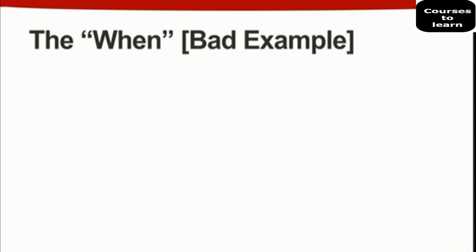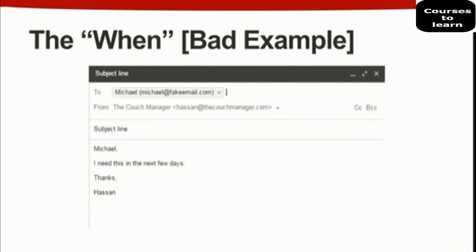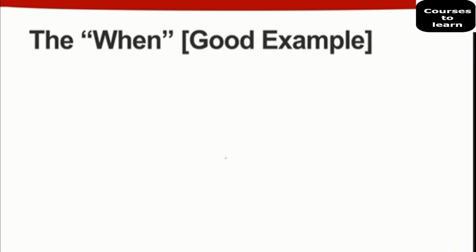So let me give you a bad example of using the when in an email. So let's say I'm sending an email to Michael saying, "Michael, I need this in the next few days." Now the problem here is that "few days" is ambiguous, right? Does that mean 3 days or does that mean 15 days? To me, it might mean 3, to Michael, it might mean 15, and that's where the communication kind of breaks down. So again, this is a bad example of how to use the when.